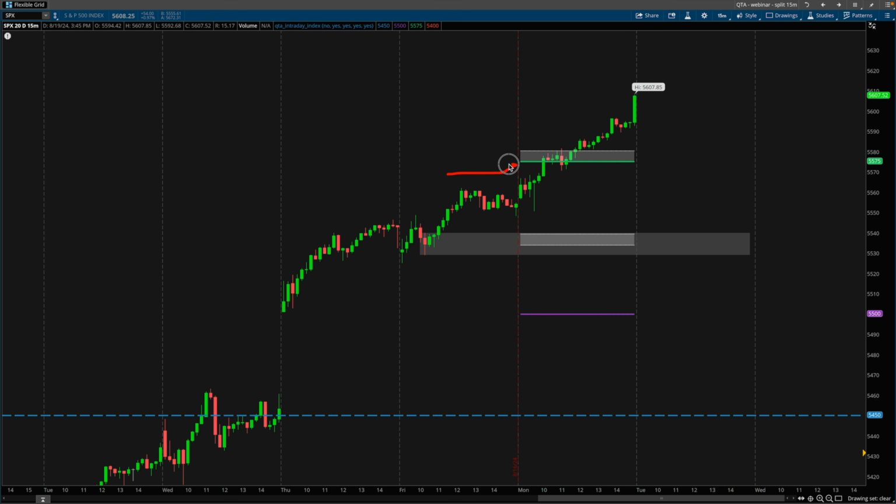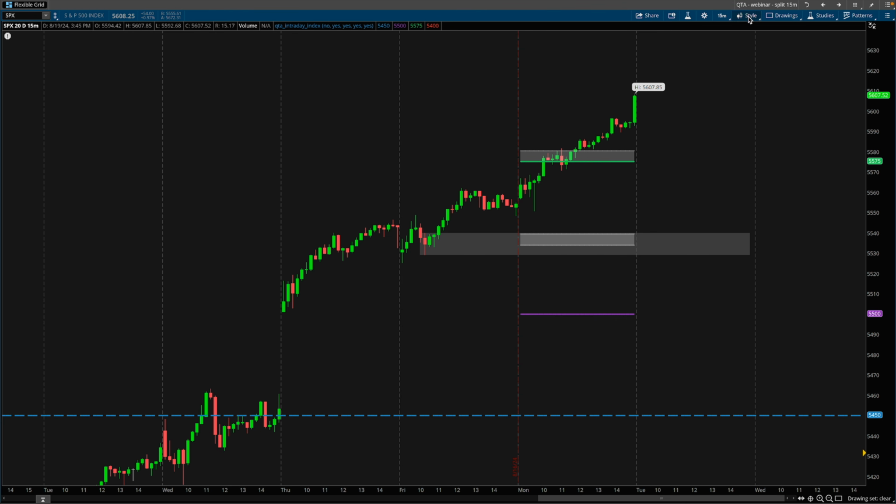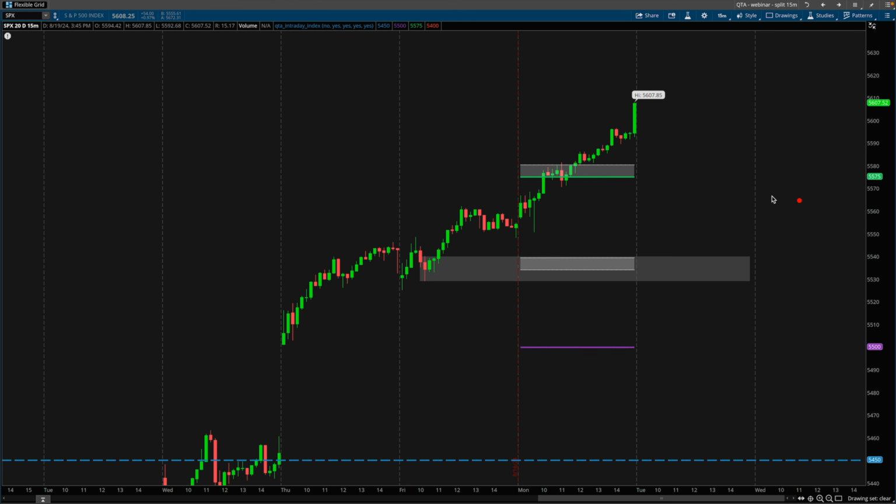This green line on the charts is being drawn in from the Quant Trading app intraday script. So that's this one right here. If I were to turn off all the studies, you can see that this is being drawn in automatically, and it is calculating the gamma exposure for the Friday expiration and plotting it on our charts.